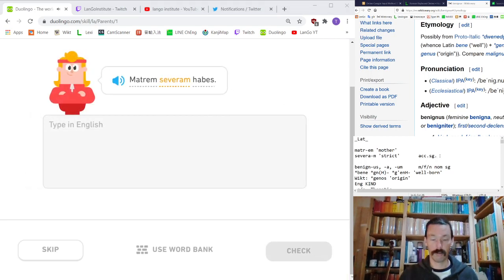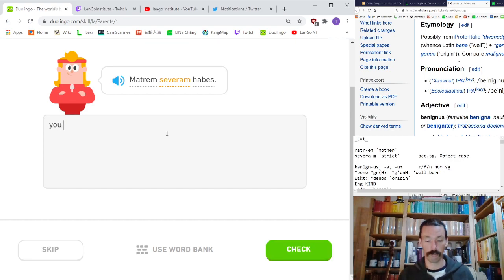Matrem severam habes. Object case. Case just means a form class of a noun. It carries grammatical information. Matrem severam habes. Accusative here too is the same one. Strict mother, you have. We put subject verb first in English. Strict mother. And we need an article here.